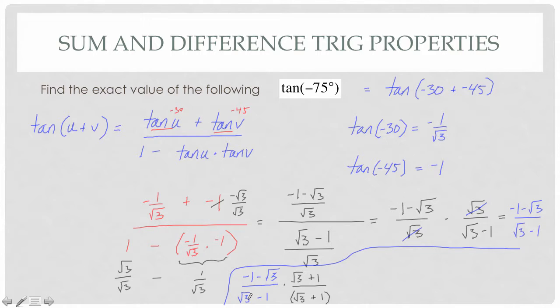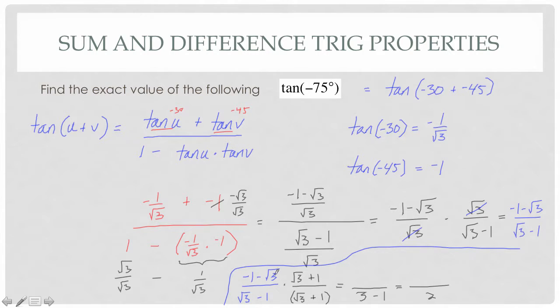Got to FOIL these out. Square root of 3 times the square root of 3 equals 3. Square root of 3 times 1 is plus the square root of 3, but then I have negative 1 times the square root of 3. So the middle term is going to cancel. And then negative 1 times 1 is going to be minus 1. So in the denominator, it just turns into 2, which is kind of nice.